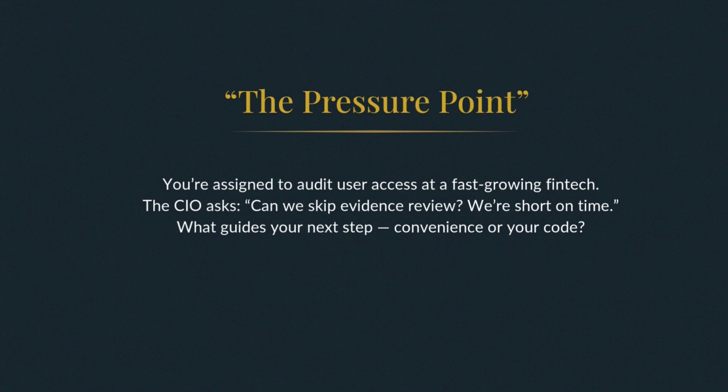It's Monday morning. You've just been assigned to review access management controls for a fast-growing fintech company. The CIO calls you in and says, "We're under tight deadlines. Can we skip the evidence review and just rely on screenshots? We all know the control works." You pause, because this is where every true auditor's compass is tested. What guides your next step, your convenience or your code?